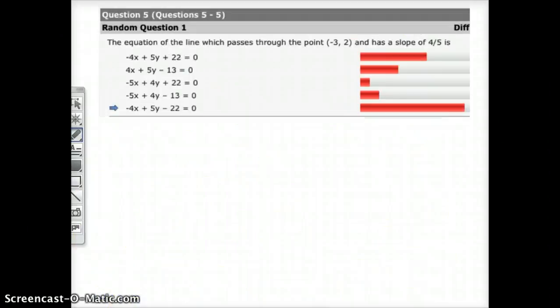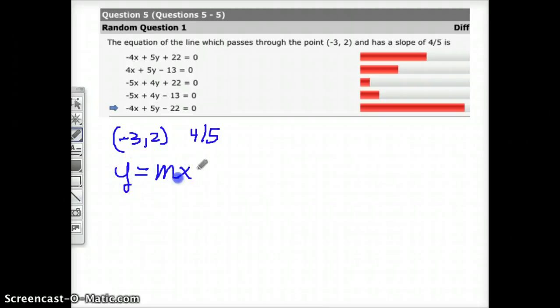Okay, next, the equation of the line that passes through. Now here's another one of these, find an equation of a line. I've got (-3, 2), and then I have a slope of 4/5. Now there are about 5 ways to do this. I really should do point-slope form, but in the interest of just getting something out here that's clear to you, I'm just going to use my trusty slope-intercept form.